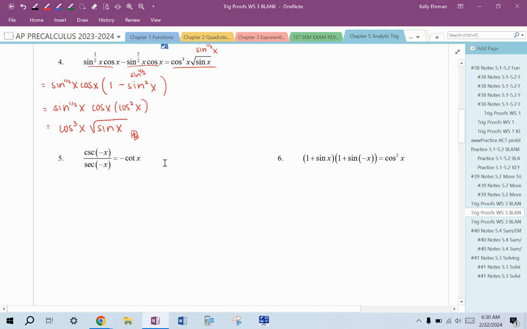Negative angles. So again, if you see negative angles, you should start on that side and take care of those negative angles first. So look at your even and odd identities.